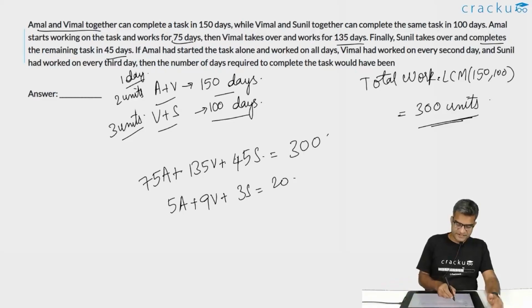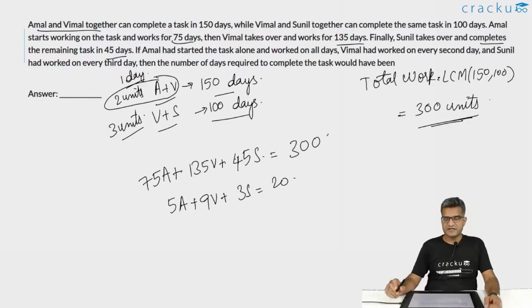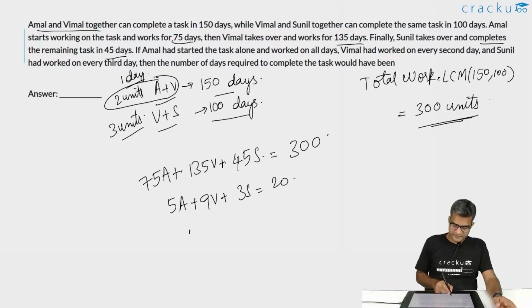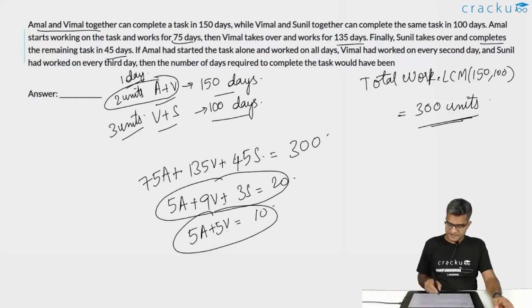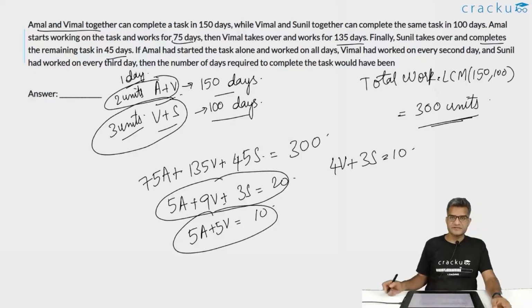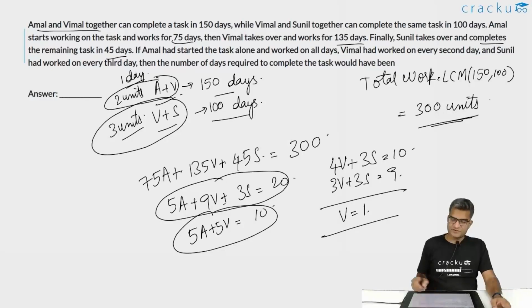Now A plus V is equal to 2 units. In one day, they do 2 units of work. So 5A plus 5V is equal to 10. If you subtract this, we are essentially going to get 4V plus 3S is equal to 10. But we know that V plus S is 3 units. So if you multiply this by 3, 3V plus 3S is equal to 9. Or essentially the value of V is 1. Therefore, as A plus V is 2, the value of A is also 1.